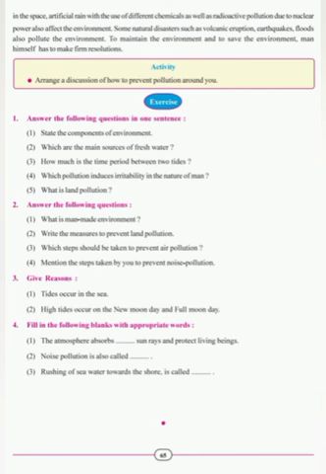So we must think of our future generation and should maintain a balance between the human and natural components of the environment. This was our chapter 11, Components of the Environment and Interrelationships.